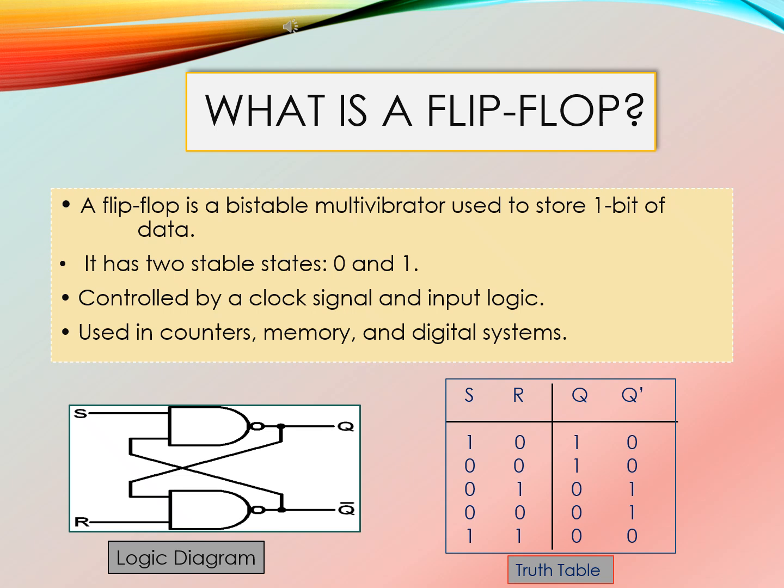Next, the hold condition: when S equal to 0 and R equal to 0, the outputs remain unchanged. This is known as the memory or stable state. The flip-flop remembers the previous value. Then the invalid condition, S equal to 1 and R equal to 1, both outputs become 0 temporarily, which is logically inconsistent since Q and Q prime should always be complements. This causes a race condition and the result will be unpredictable.